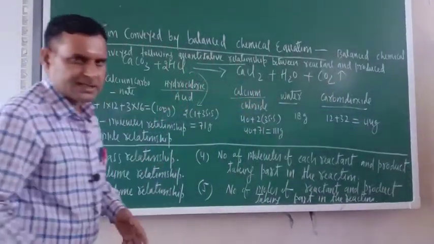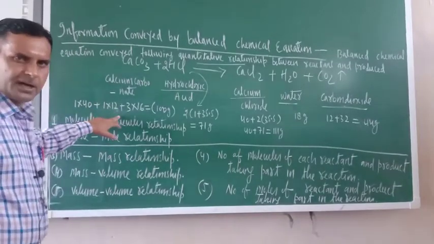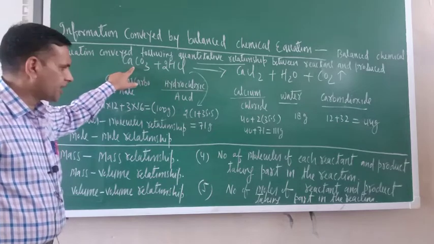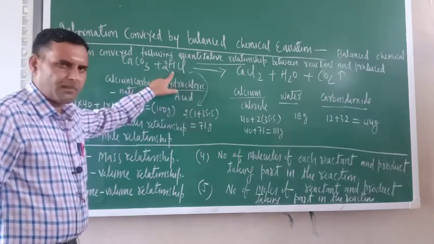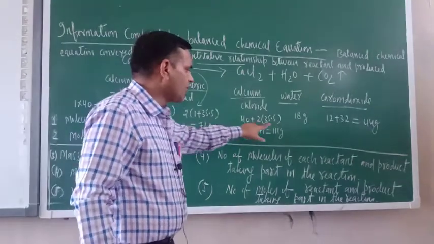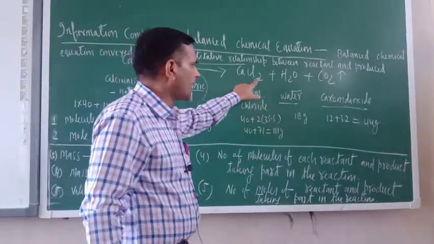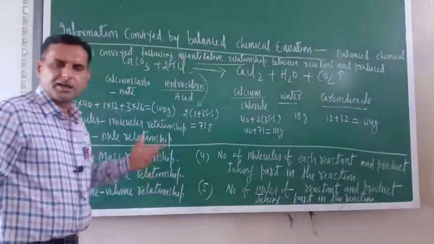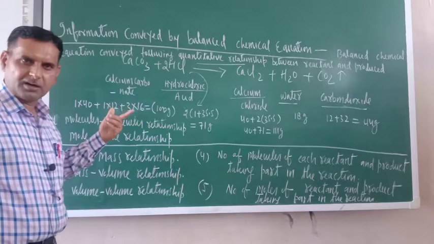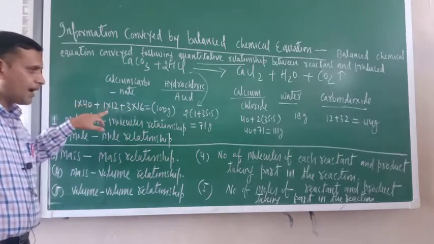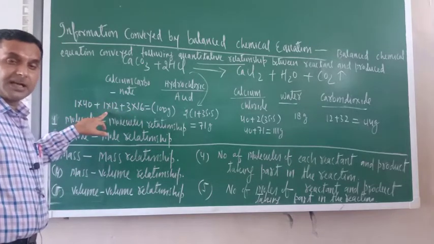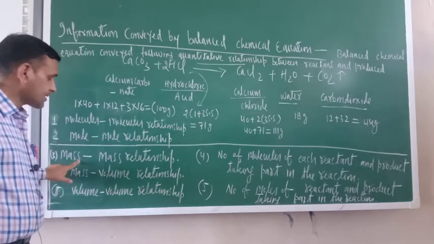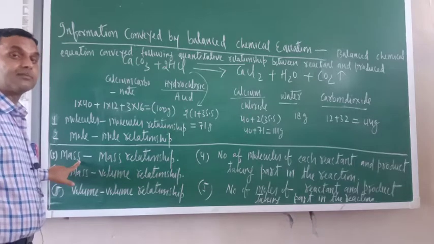Now just see, the same relationship can be explained in this way. 100 gram of calcium carbonate reacts with 71 gram of hydrochloric acid, forming 111 gram of calcium chloride, 18 gram of water and 44 gram of carbon dioxide. Now just see here, can we say or not? So whatever way I am explaining, this is nothing but the quantitative relationship between reactant and product in terms of mass.